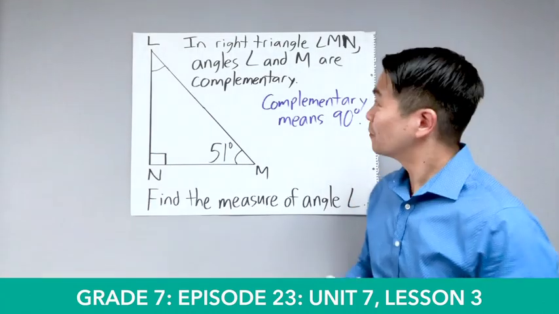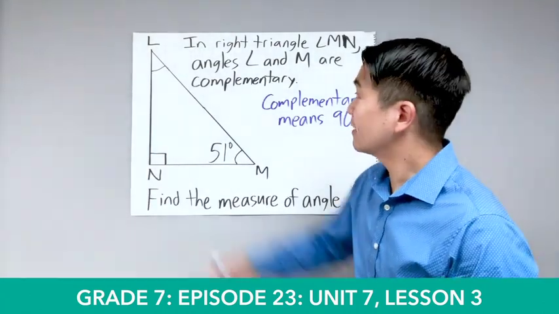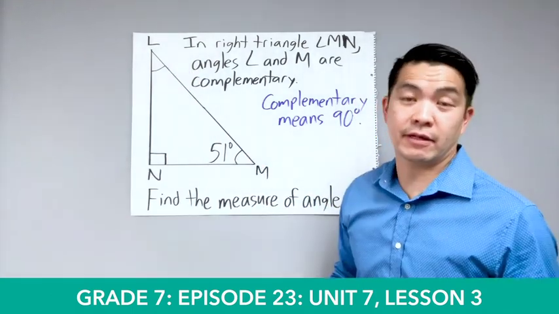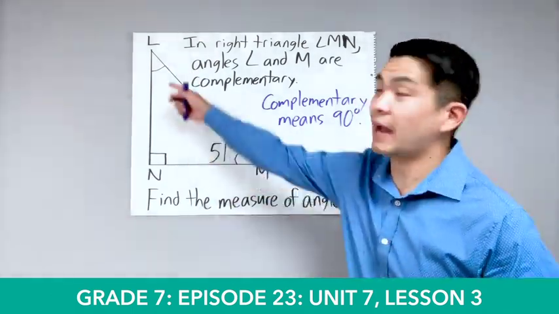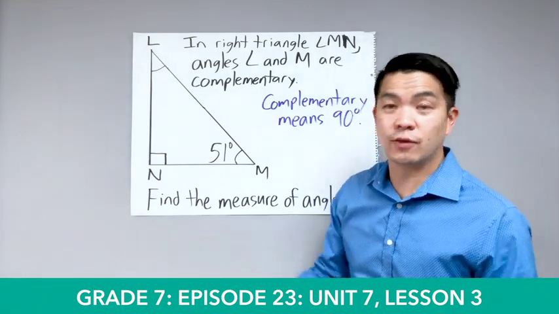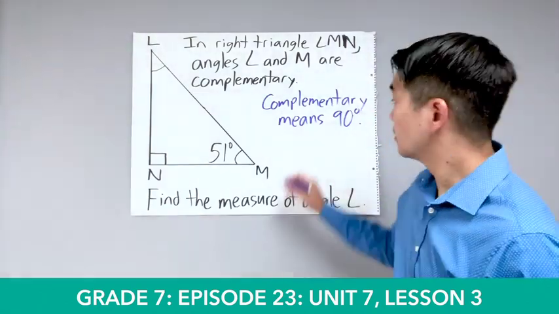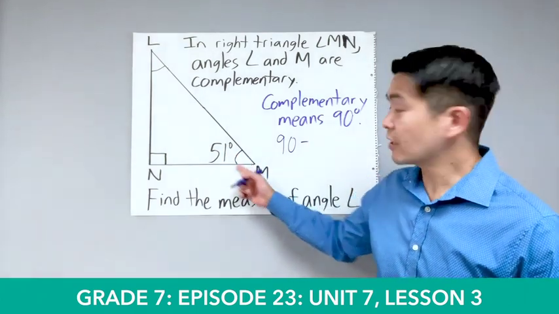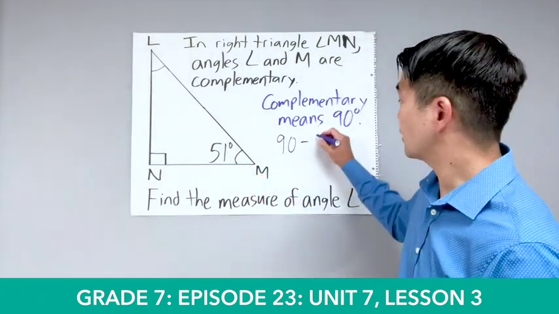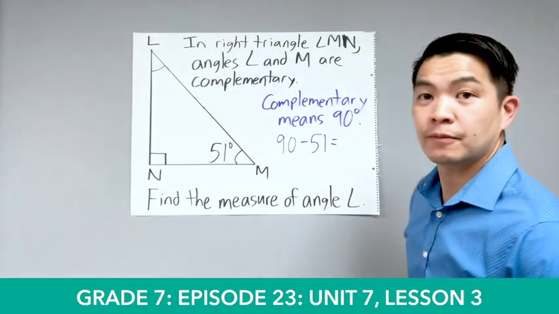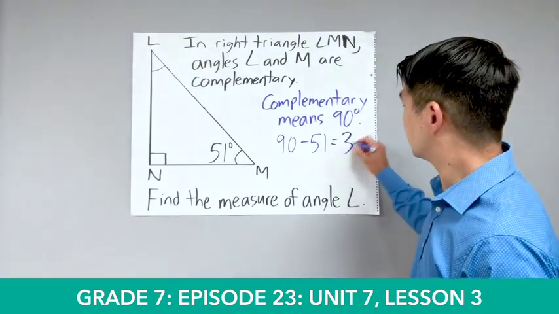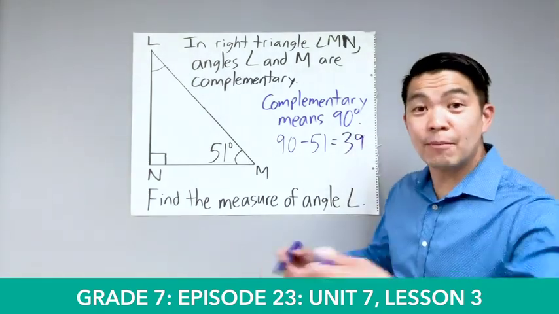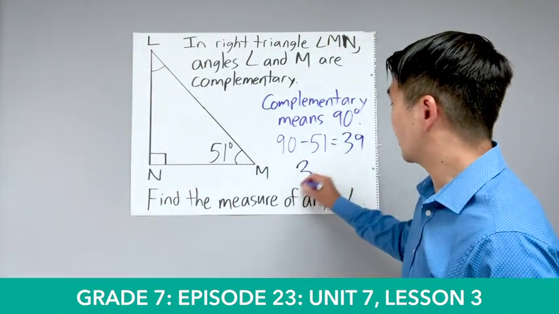Let's come back together. We are told that angles L and M are complementary, meaning if you took the sum of their angle measures, you would get 90 degrees. And so 90 degrees minus the angle measure of M, which is 51 degrees, gives you 39. And the measure of angle L then is 39 degrees.